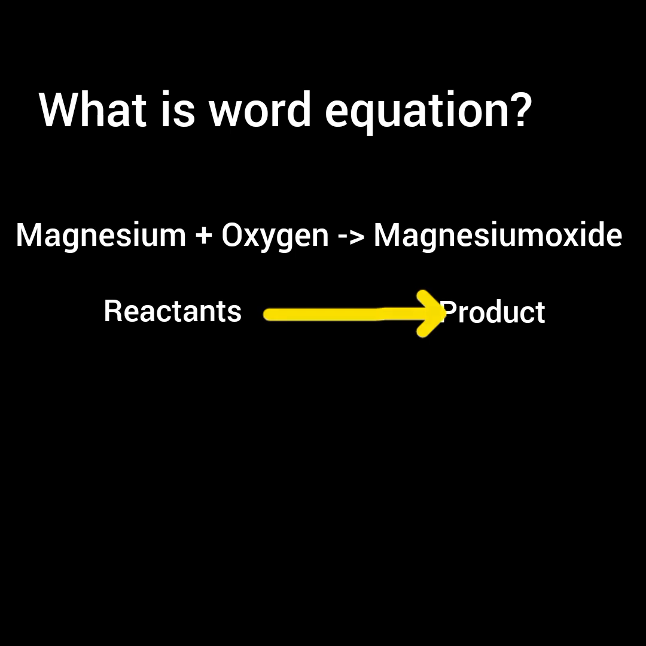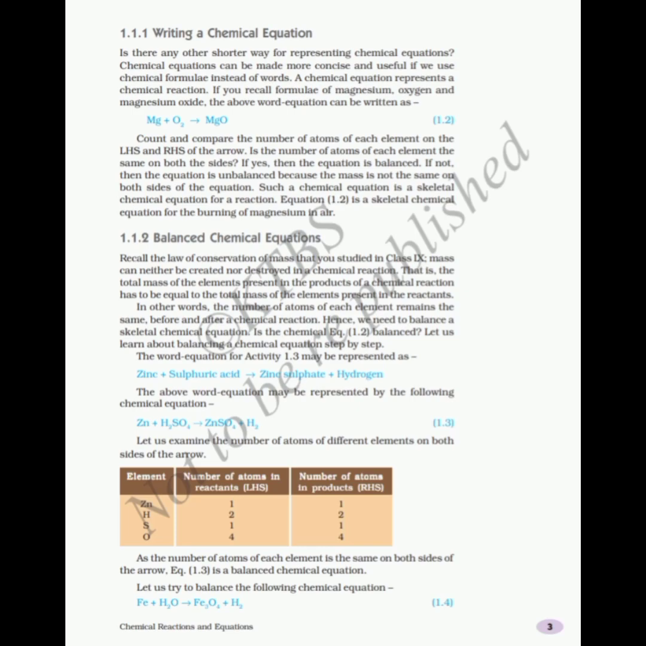So next we'll move on to another type of chemical equation, that is the molecular equation. Moving on to page number 3, we can see that the chemical equation can be written in another shorter way. So how can we write it in a shorter way? In the word equation we had written magnesium completely in terms of words, oxygen completely in terms of words, and magnesium oxide completely in terms of words.